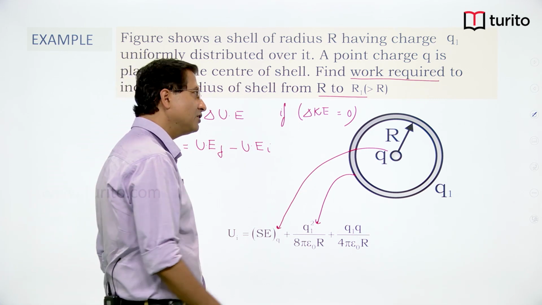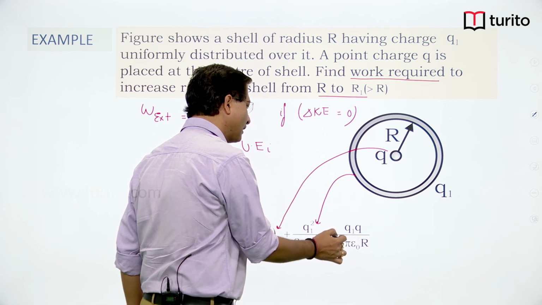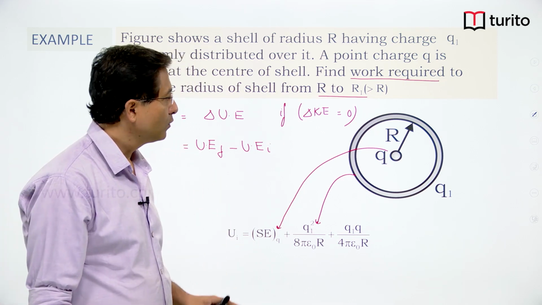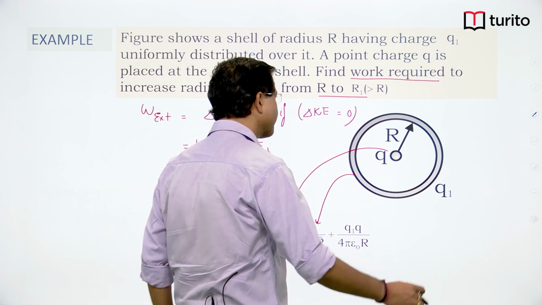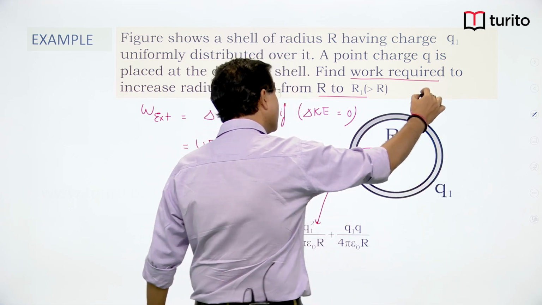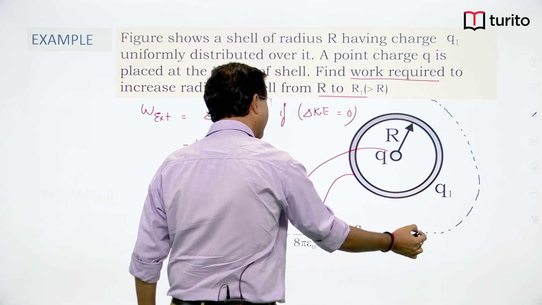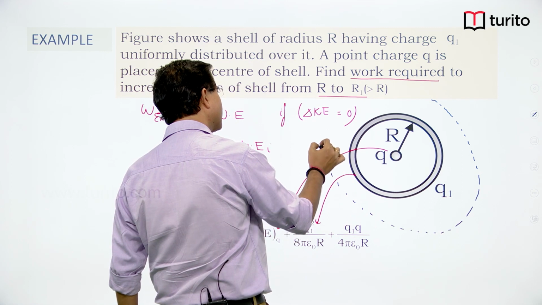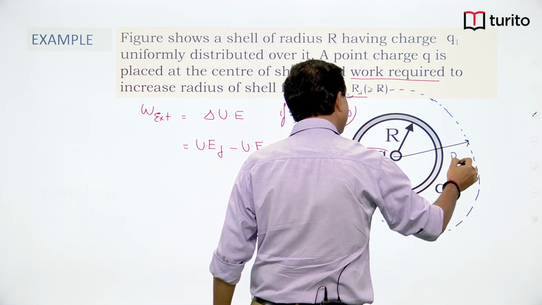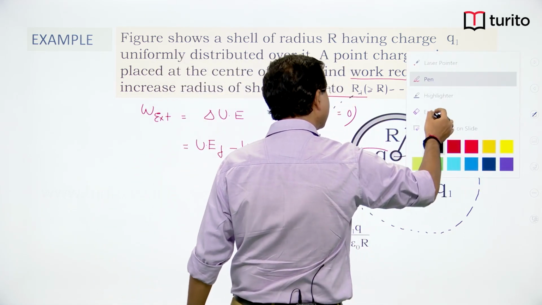And interaction energy between these two when radius was capital R, then just now we have seen Q1Q divided by 4 pi epsilon naught R. So this is the initial energy of the system. When the radius of this one is increased to R dash, now this has become R dash, or in this case it is R1, right. So I will write R1 here.